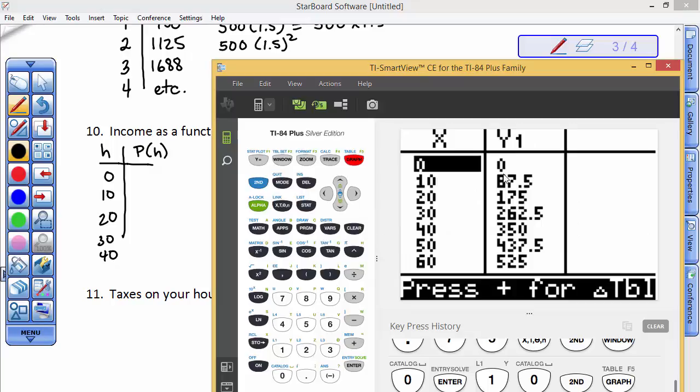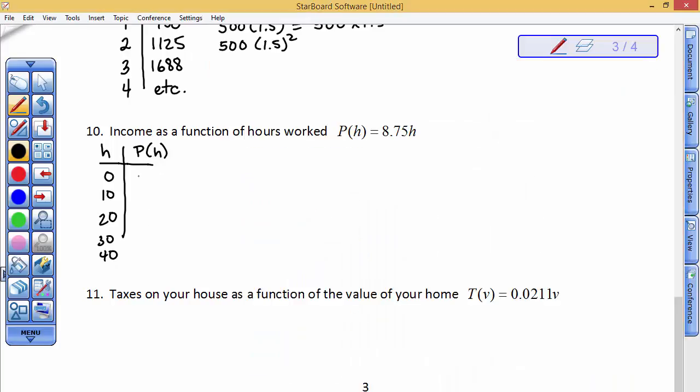If I work 10 hours times $8.75 per hour, I get $87.50. 20 hours, 175, and I can fill in this table. So 0, 87.5, 175, and so on.